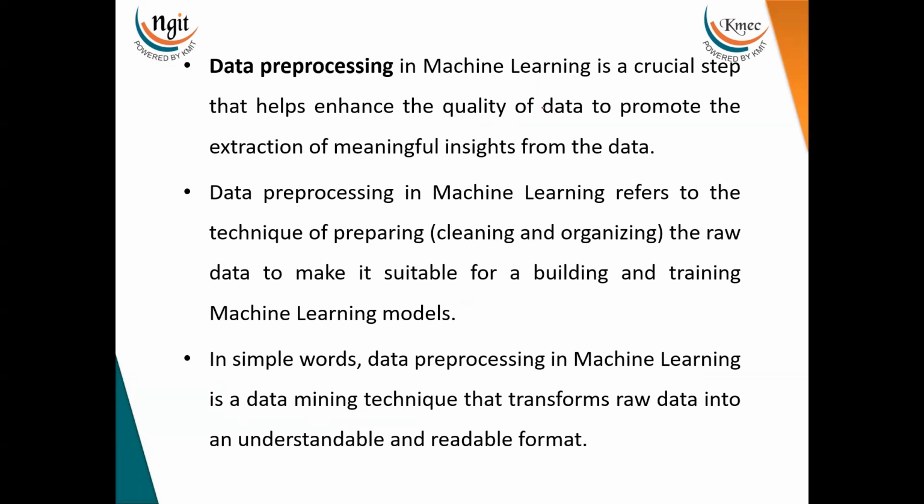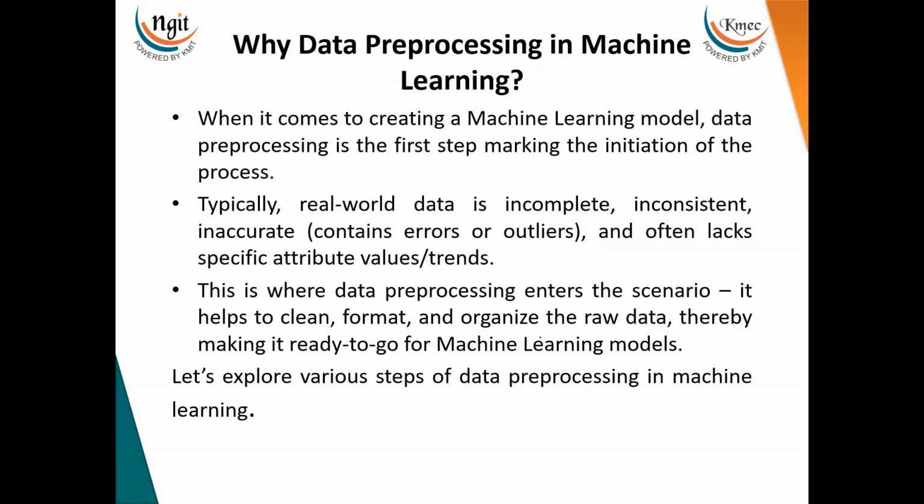Data preprocessing in ML is a crucial step that helps enhance the quality of data to promote the extraction of meaningful insights from the data. It refers to the technique of preparing, that is cleaning and organizing, the raw data to make it suitable for building and training machine learning models. In simple words, data preprocessing in ML is a data mining technique that transforms raw data into an understandable and readable format. A machine has to understand the raw data, which can then be given to further machine learning models.